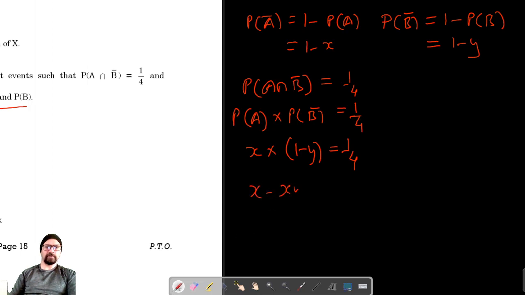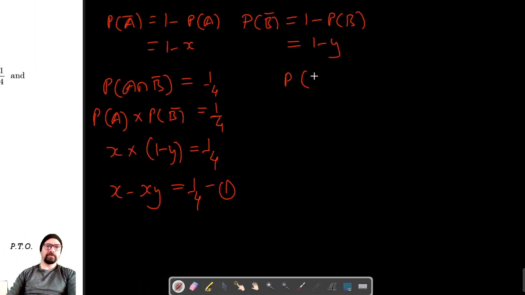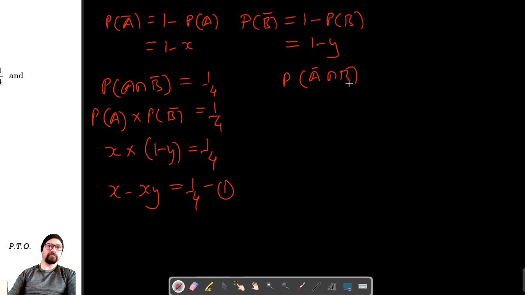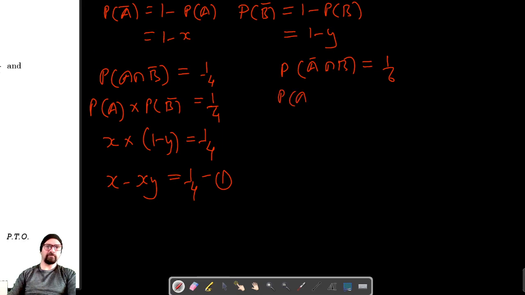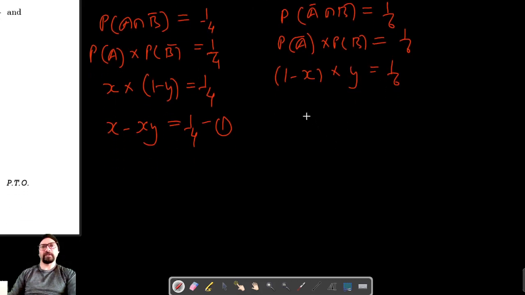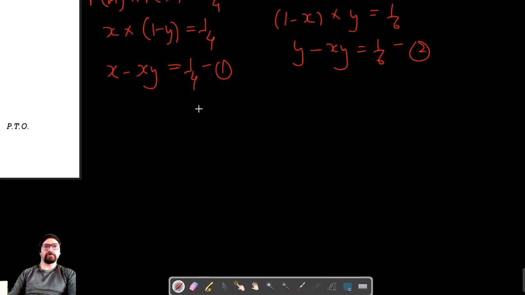So this is X minus XY is equal to 1 by 4. Let this be equation 1. And let's use A naught intersection B is equal to 1 by 6. A and B are independent, so this gives us probability of A naught into probability of B is equal to 1 by 6. Probability of A naught is 1 minus X, probability of B is Y. This is Y minus XY is equal to 1 by 6, which is equation 2. So this is X minus XY is equal to 1 by 4, and this is Y minus XY is equal to 1 by 6.